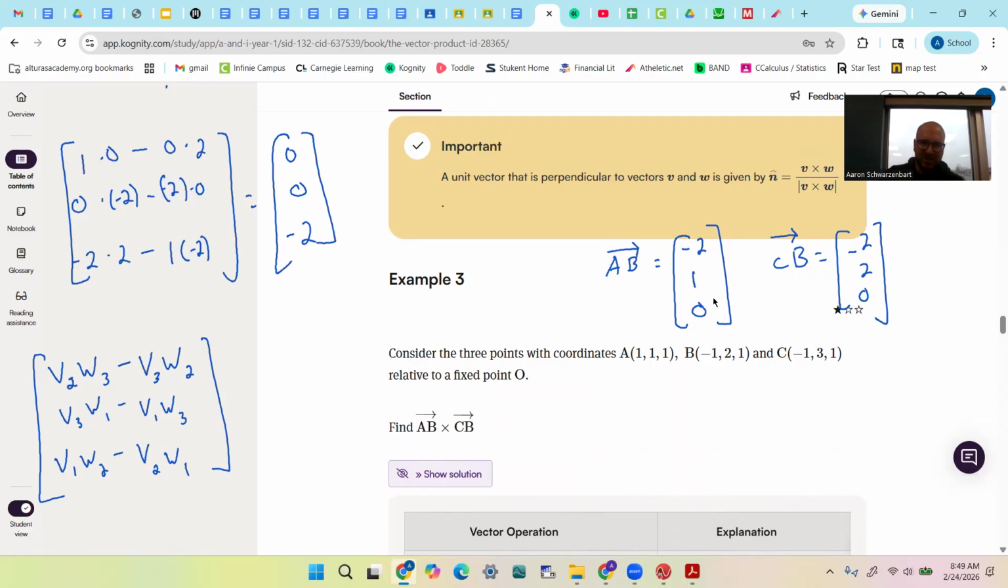CB goes from C to B, -1 to -1 is 0. So I did AC. 2 to 3 is 1. 1 to 1 is 0. So I guess that means I need to change these. V2, W3, 3, W2 is 1. It still comes out to 0 there.